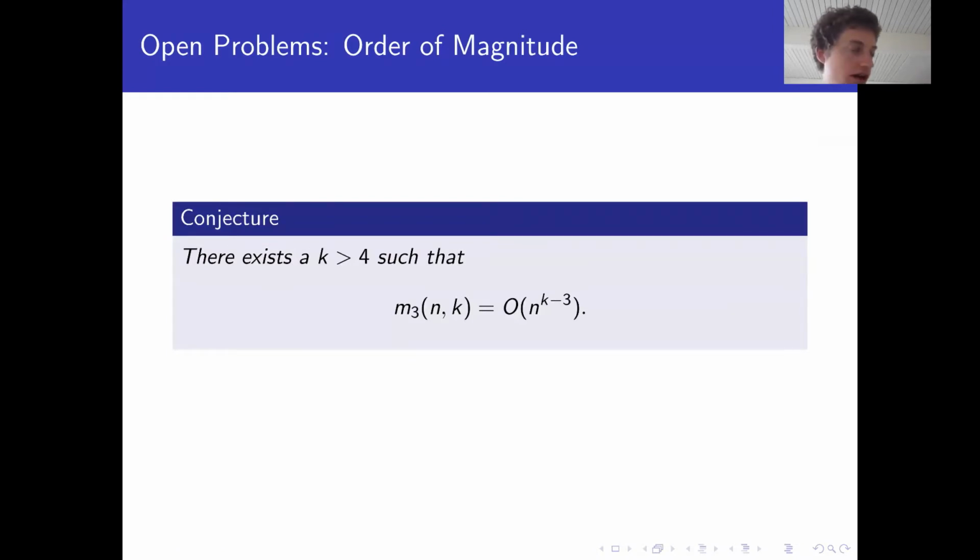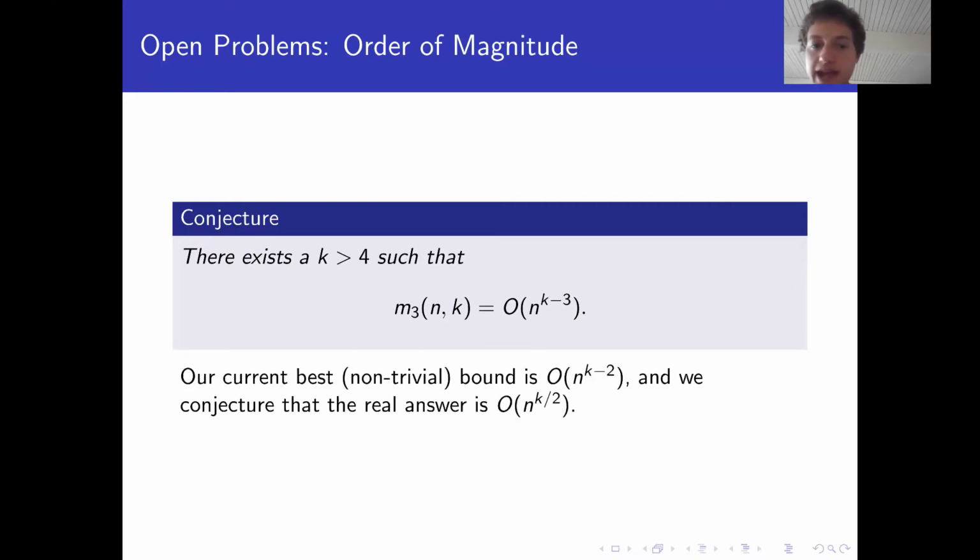And another kind of wimpy conjecture is that for k sufficiently large, this M3nk function is at most n to the k minus 3. And the real conjecture we have is that this function should behave like n to the k over 2. But right now, the only non-trivial upper bound we have is n to the k minus 2. This here is a bit of a jump, and we don't know how to make it, but still we believe you should have much, much larger room for error here.